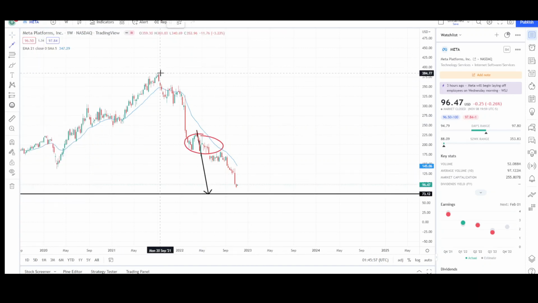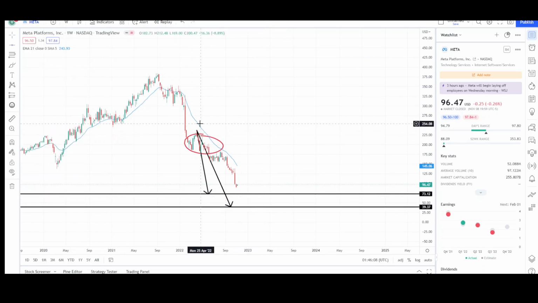And then a longer-term measured move right over here. And this one's right around the $40 level or $38 level. So that could probably occur sometime early next year.